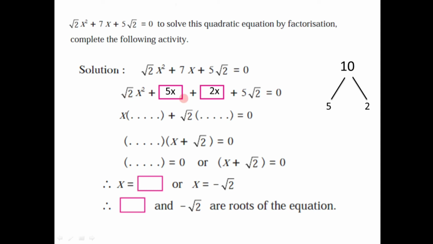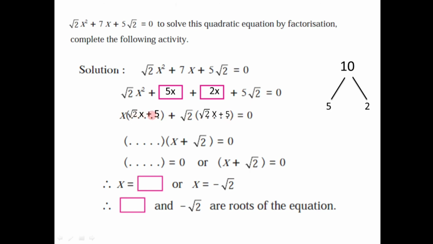So here the first group is there, from that we can take x as common. So in bracket we have root 2 into x plus, out of 5x we have taken x common, so we'll have 5, bracket complete, plus from the second group we can take root 2 common. Now out of 2, if we take root 2 common, it will be root 2 in bracket into x plus, from 5 root 2, if we take root 2 common, we will have only 5. That is the second term in the second bracket. Bracket complete is equal to 0.